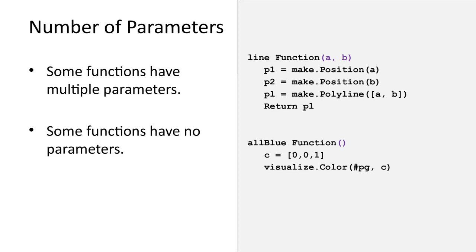Here are two more examples of functions. Unlike the previous function, both of these functions manipulate data in the model. The first function creates a line between two coordinates, a and b. The function has two parameters. The second function colors all the polygons in the model blue. The function has no parameters.